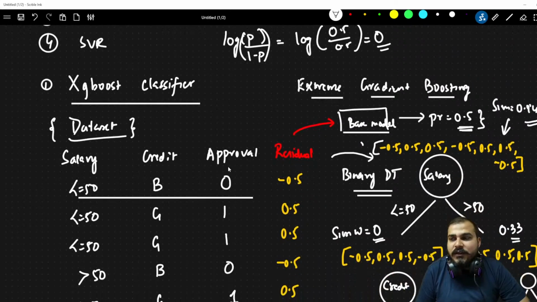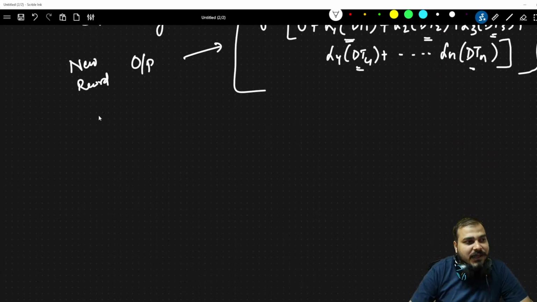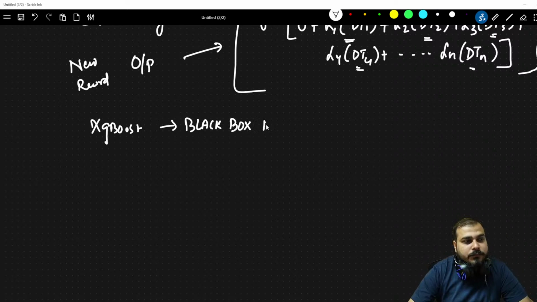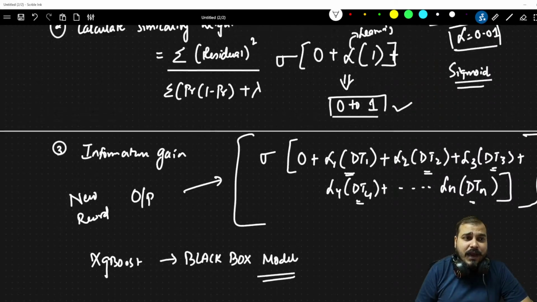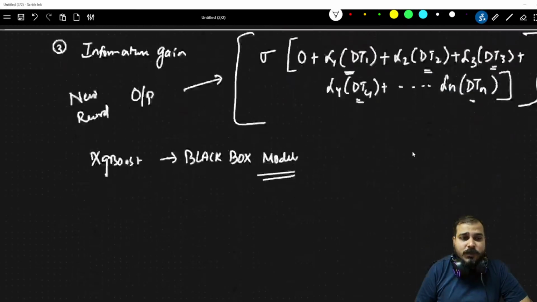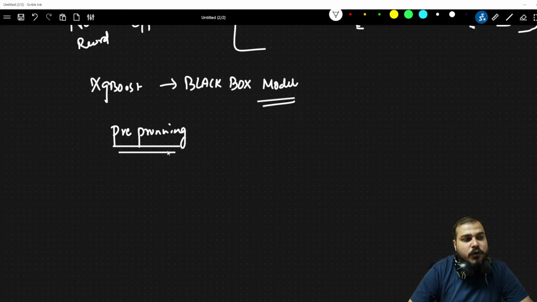It is very difficult to calculate all those things, and that is the reason we say that XGBoost is also a black box model. Is it prone to overfitting? At one stage, we also need to perform hyperparameter tuning, which we specifically call pre-pruning. We tend to do pre-pruning, and since we are combining multiple decision trees.